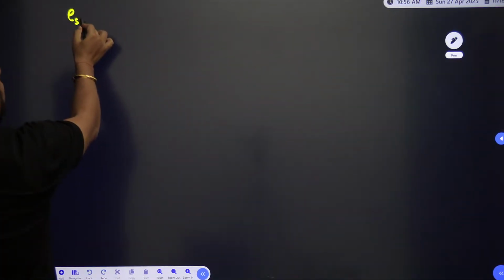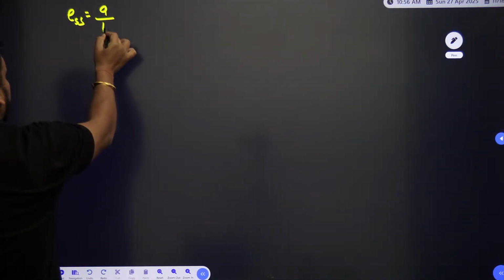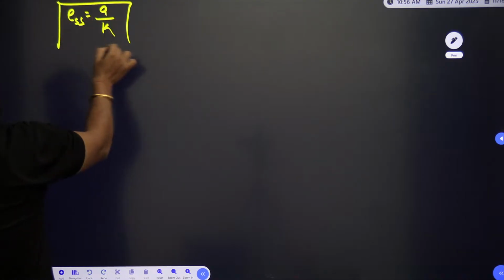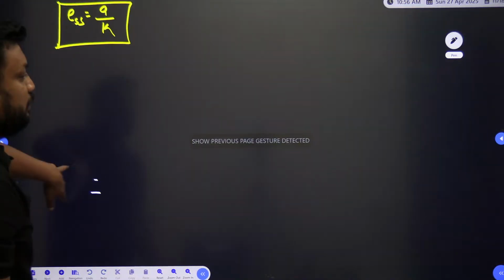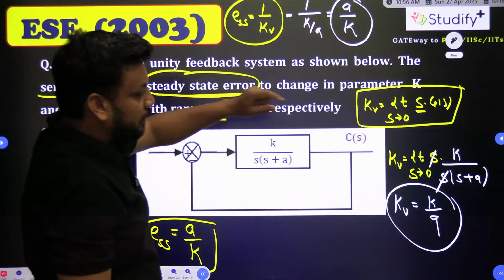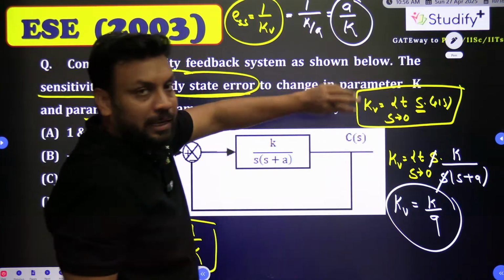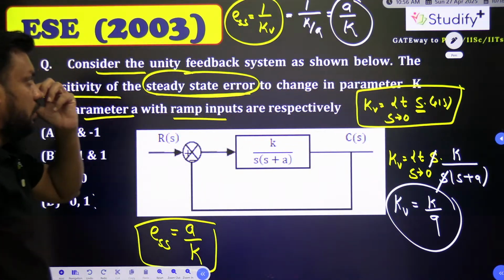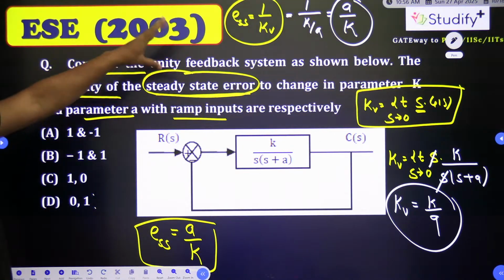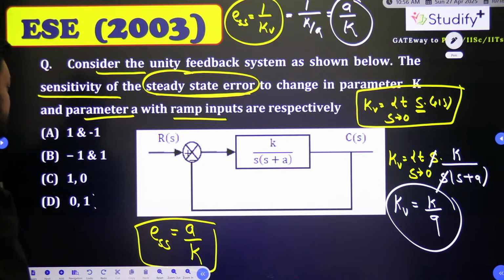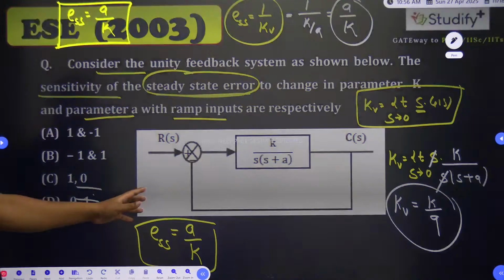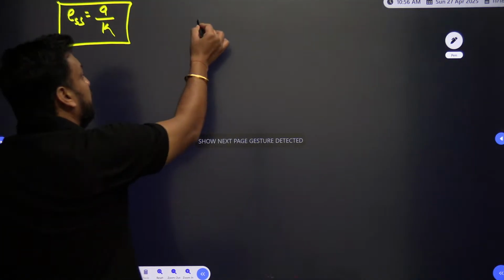So steady state error we have written as a upon k, that we derived in the last slide only. जो हमने लास्ट स्लाइड में देखा था कि kv का वैल्यू k by a आया था, और एरर के लिए इसको रेसिप्रोकल कर दो, तो इसको हमने उल्टा किया, तो 1 by k by a, नथिंग बट a by k आया सर.